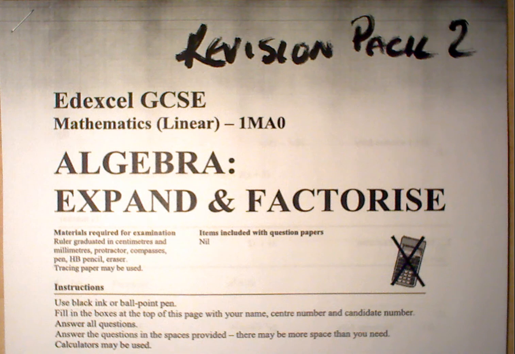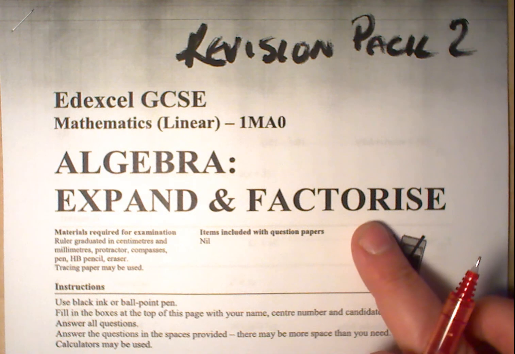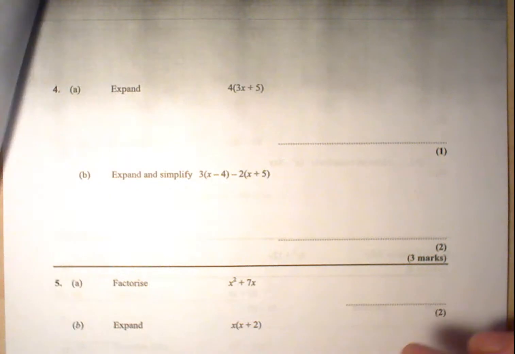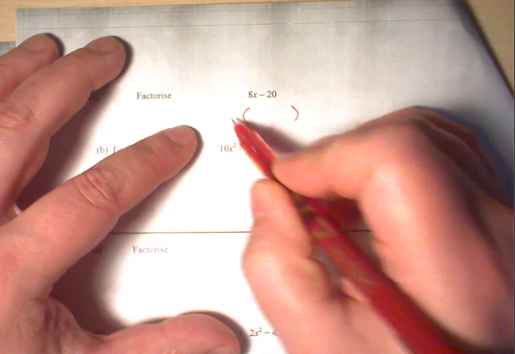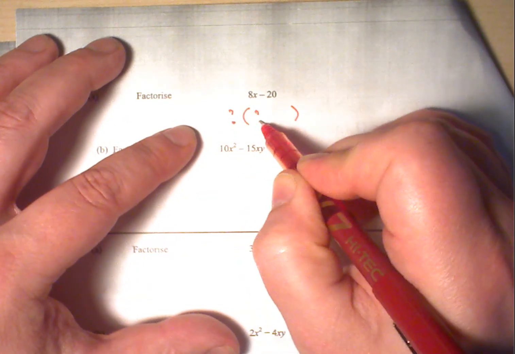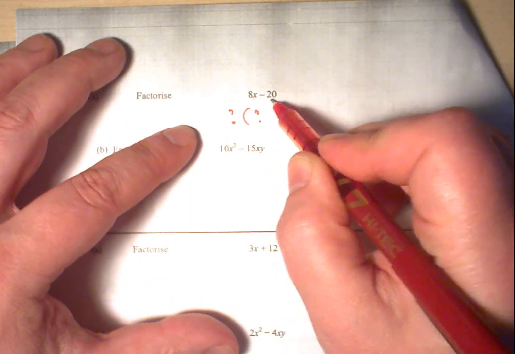Okay, this is a revision for Year 9 interview exam. We're on revision pack 2, and we're going to look at expanding brackets and factorising. Here we have section 1, and what you have to do is ask yourself what bracket, when you multiplied it out, gave you 8x plus 20.